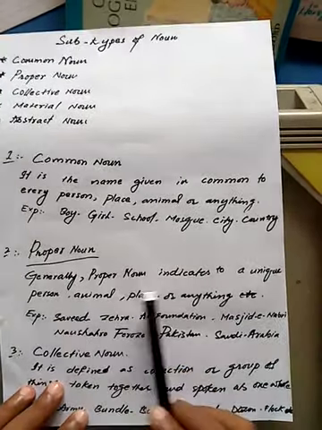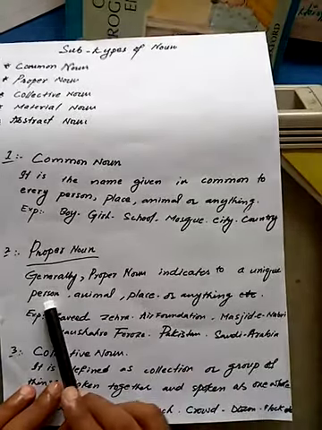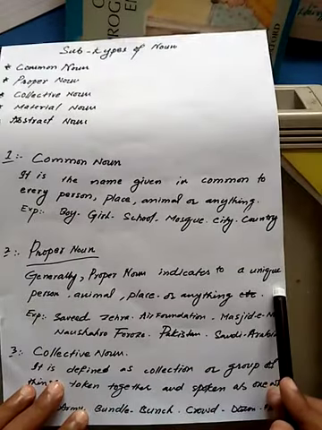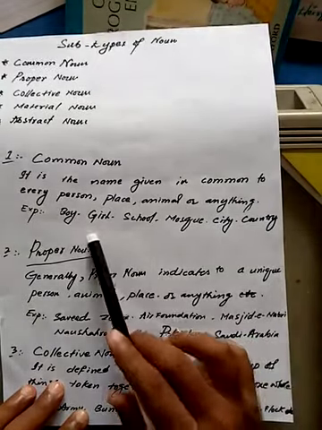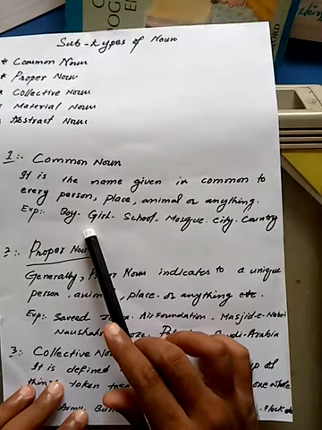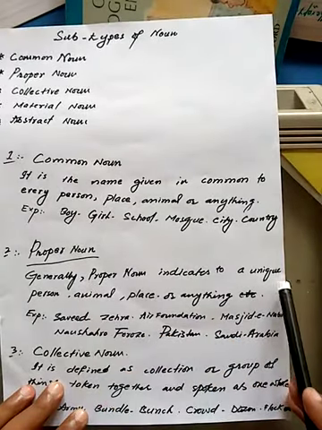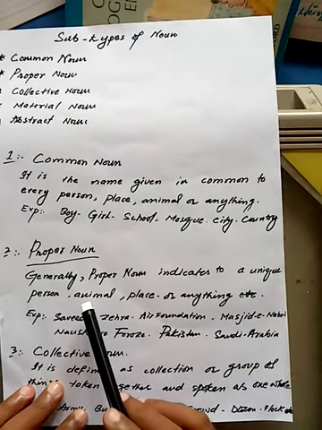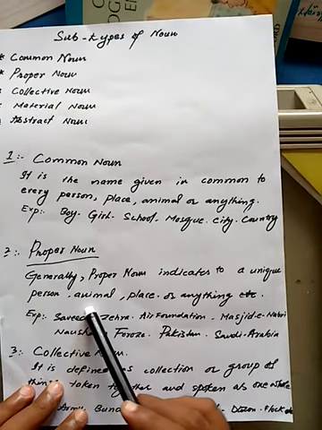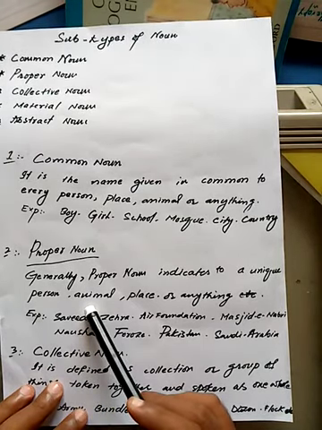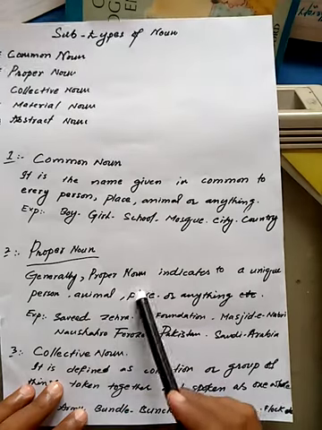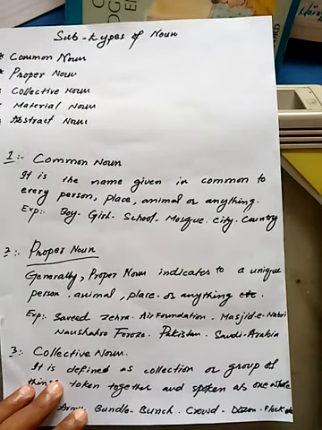Proper means particular, unique. Generally, proper noun indicates a unique person. Unique means proper, defined. Here, the name is not defined, common names are used. But when we talk about proper nouns, it indicates a unique person, meaning an identified person, whose name or the place name is defined. Place, person, animal or anything.